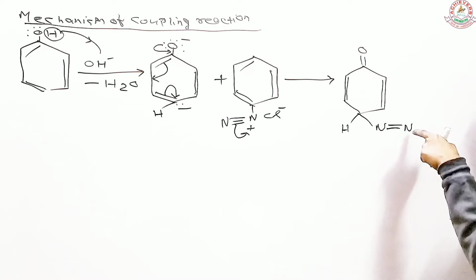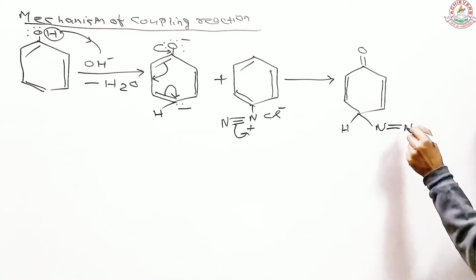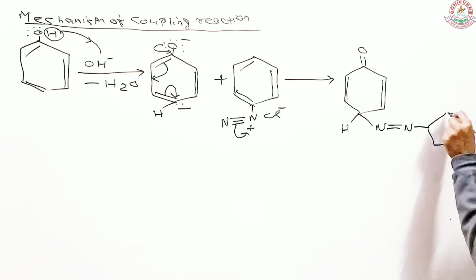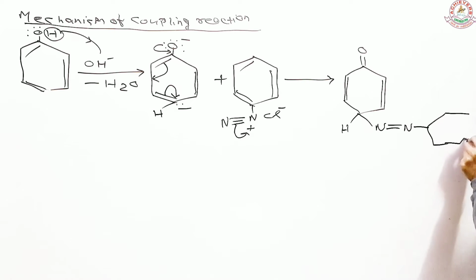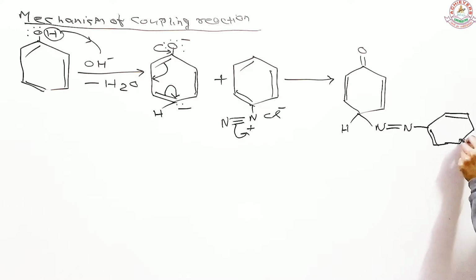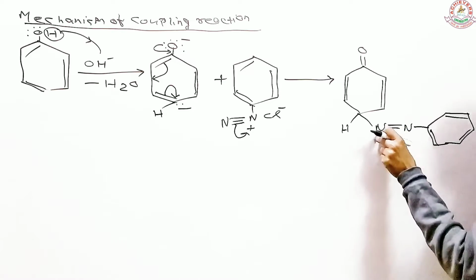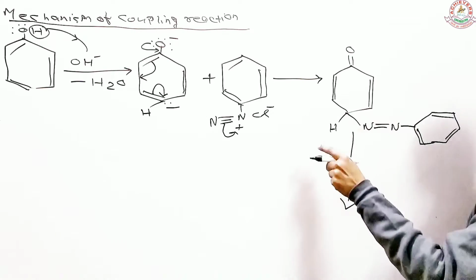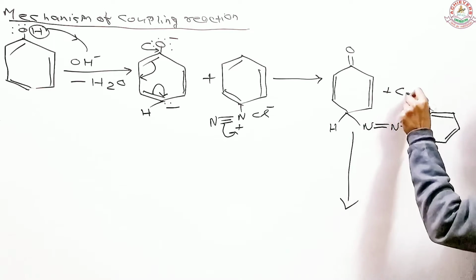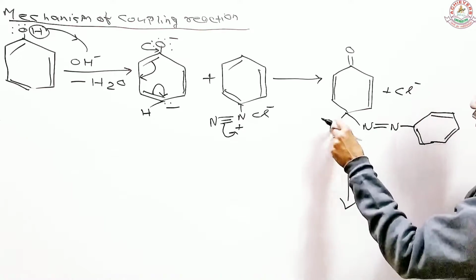This nitrogen is still there with the benzene here, so I'm going to draw this one right over here. This is what your product comes out to be. This is the product you have here. And right after this, in case you remember, you also had a chloride ion. So I'm placing that chloride ion right here. This chloride ion pulls this hydrogen from here.